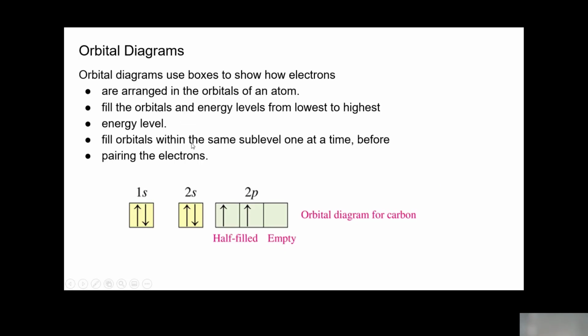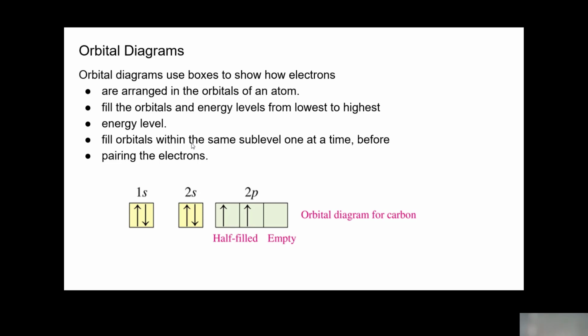So here we have an orbital diagram, and orbital diagrams are arranged in the orbitals of the atom. So what are these orbitals? Well, remember that p has 3 orbitals. So that's what you're seeing. You're seeing a 1s sphere, a 2s sphere, and then those dumbbells. There's 3 of them. Orbital diagrams use boxes to show how the electrons are arranged. So these arrows are electrons. And remember, we have to put them opposite in spin if they are in the same orbital, because that's the only way they cancel each other out.